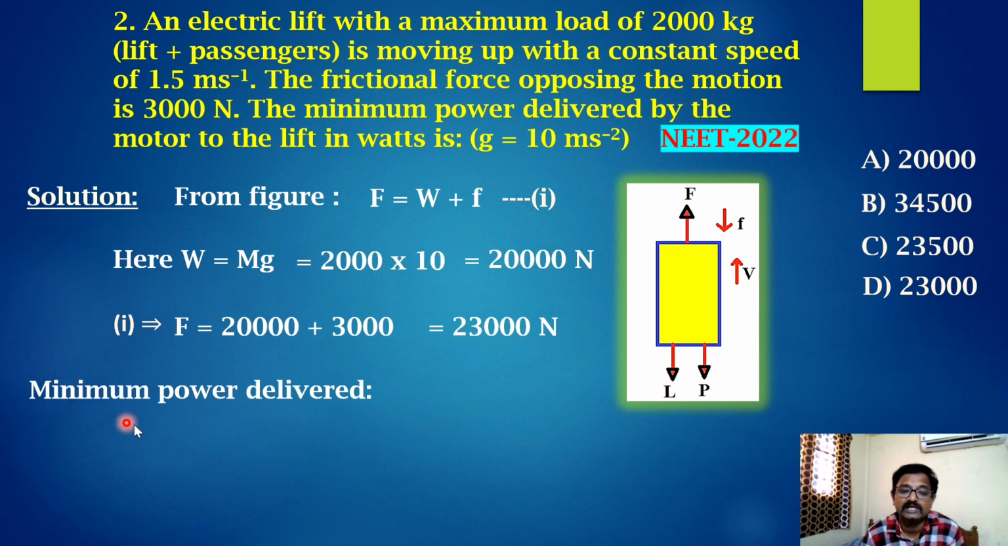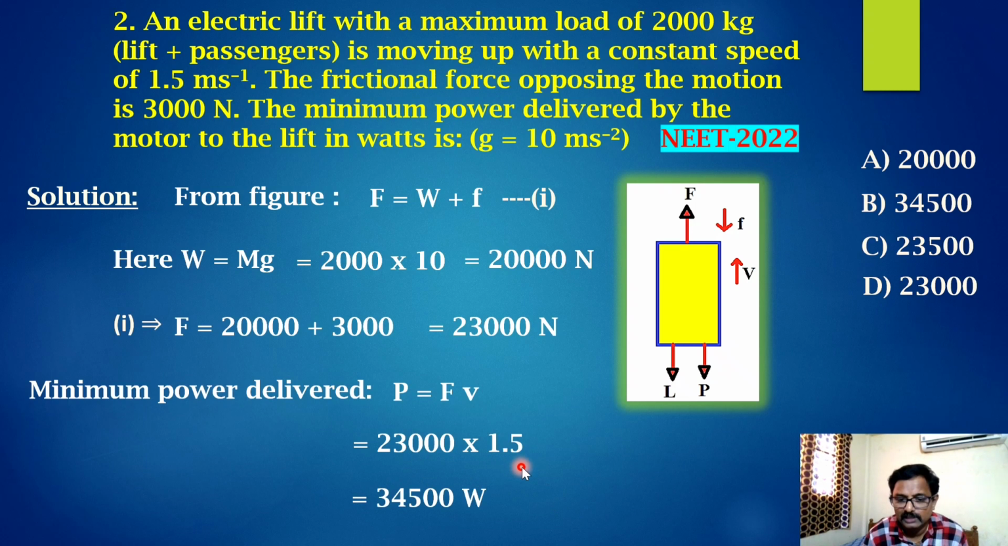Now we will calculate the minimum power delivered, that is power is equal to F into V. F means 23,000 here, V means 1.5. If we multiply, we will get 34,500 watt. So from the options, option B is the answer, my dear. That is the power delivered by the motor to the lift, 34,500 watt. Now we will go with the third question.